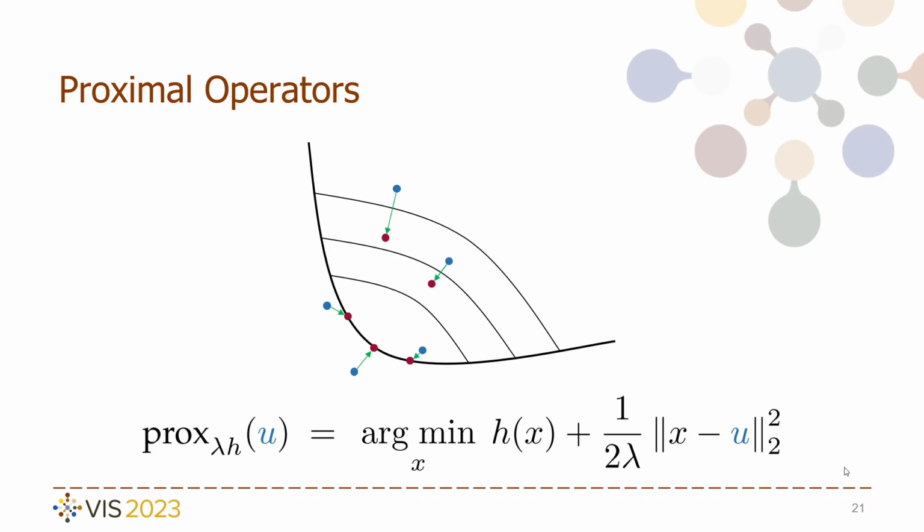For example, if we apply the proximal operator to the blue points, we will get the red points. This movement is a controlled step towards the minimum, and the size of this step is controlled by the parameter lambda in the proximity term.